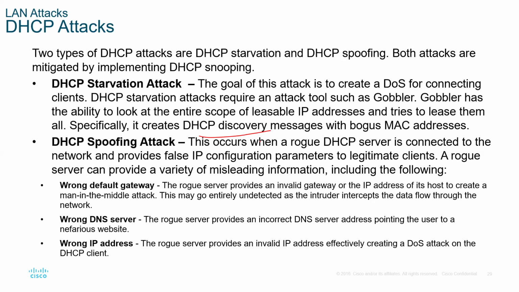The other one, the spoofing attack, occurs when a rogue server is connected to the network and provides false IP configuration parameters, which can provide a variety of misleading information, including a wrong default gateway, wrong DNS server, wrong IP address.